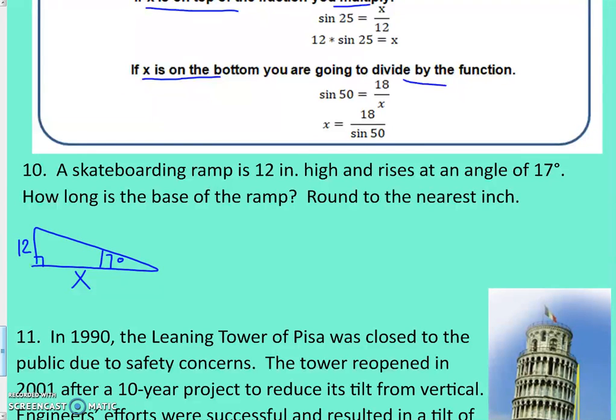So looking at my picture, if I add my other information in, this is my opposite, my adjacent, my hypotenuse. So I have opposite and adjacent. Well, which one uses opposite and adjacent? That's tangent. So tangent of 17 degrees equals opposite over adjacent, so 12 over x. So x is on the bottom, so divide.